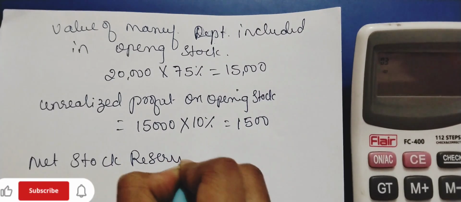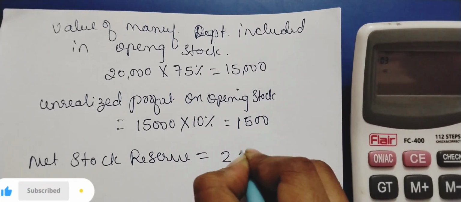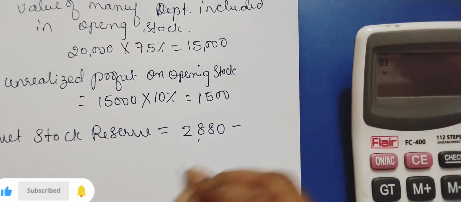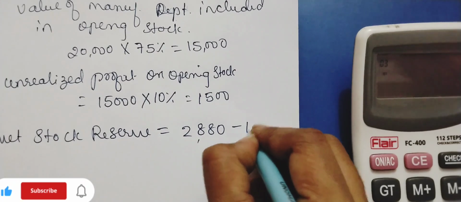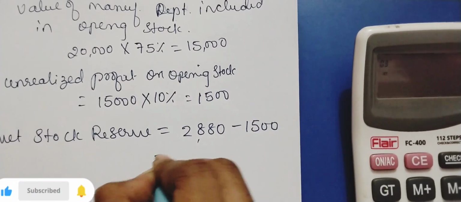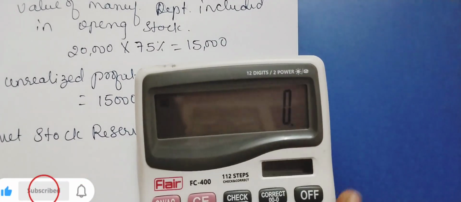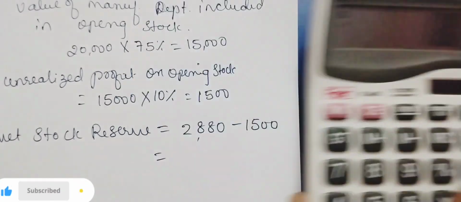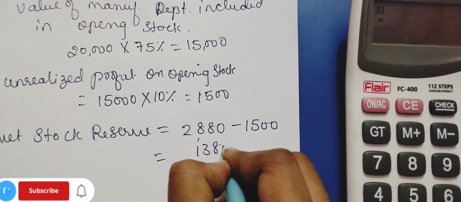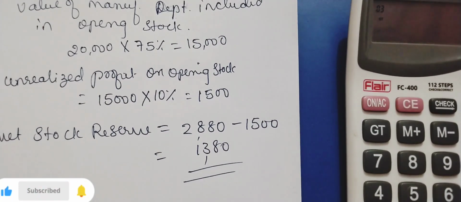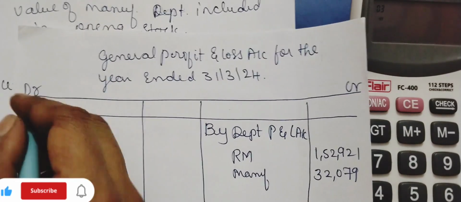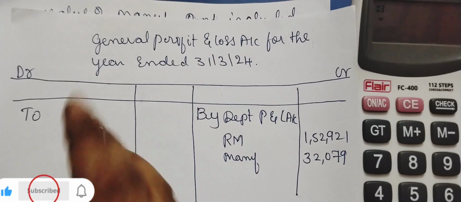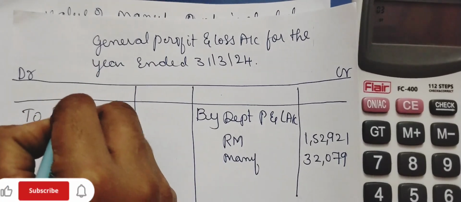So what is the net stock reserve? Net stock reserve is 2,880, that is closing stock unrealized profit minus opening stock unrealized profit. What is the difference we have here? 2,880 minus 1,500 is 1,380. This stock reserve we are recording on the debit side of the general profit and loss account as stock reserve.